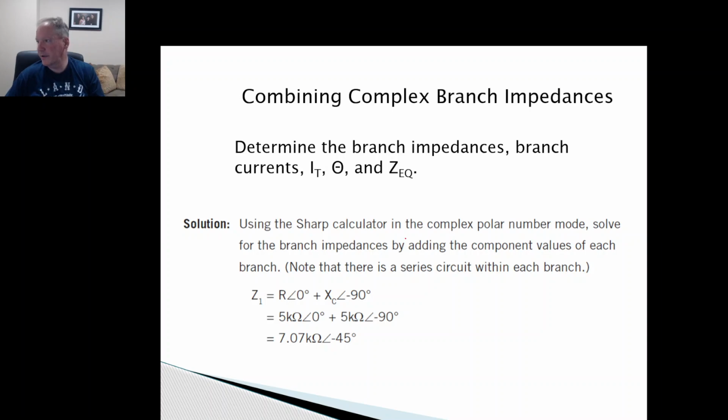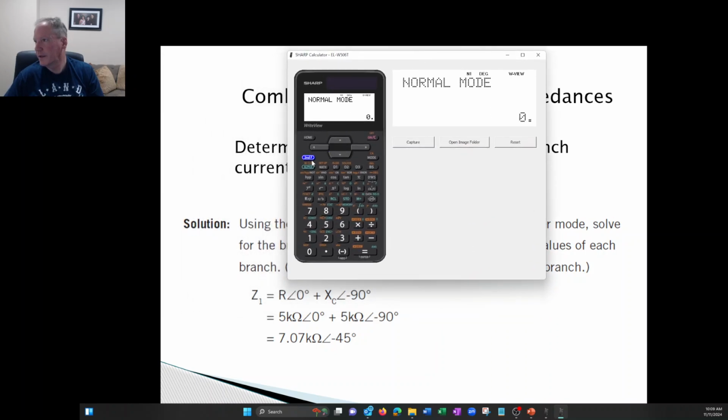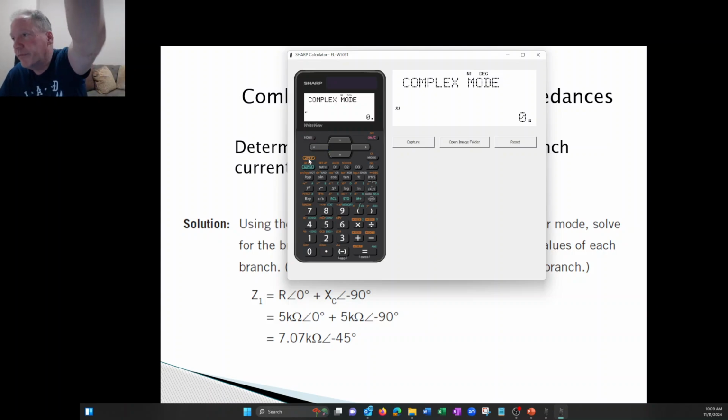So using the Sharp calculator in complex mode, Z1 is going to be the resistance plus the capacitive reactance. So that's going to be 5K at 0. So let me show you on the calculator. So here's the calculator. Again, we're going to put it in complex mode, and then we're going to make sure we're in polar mode. So we'll go second 8. Now we're in polar mode.